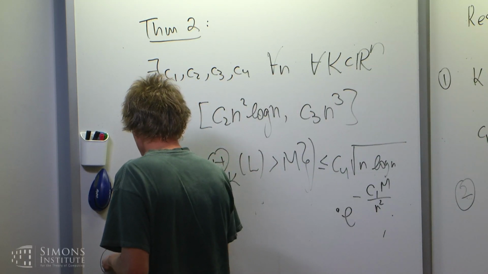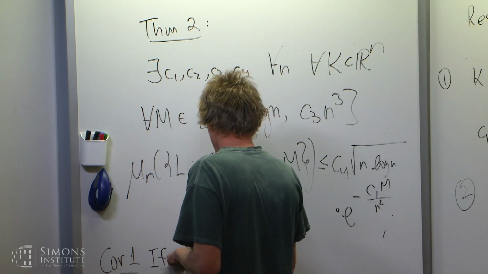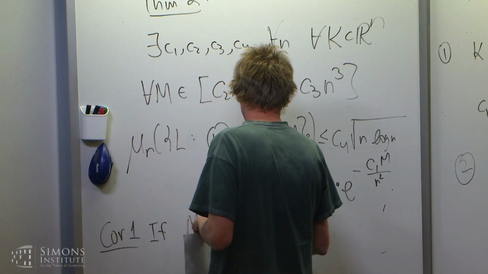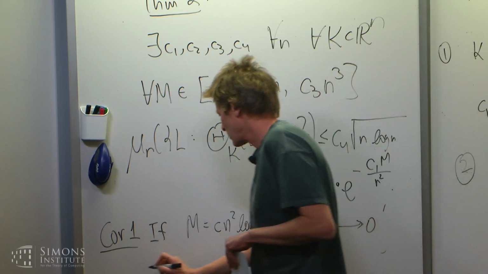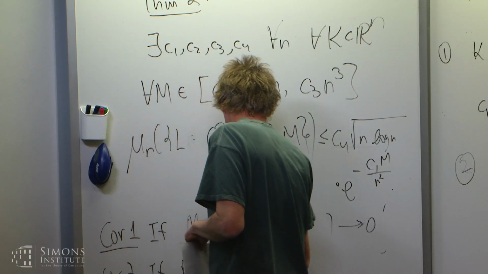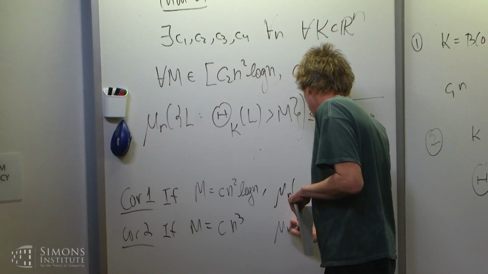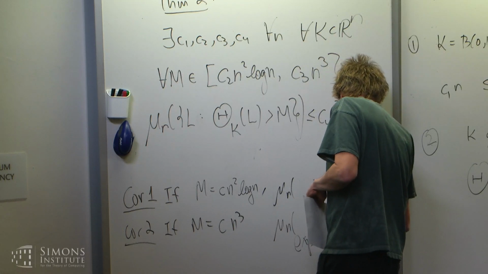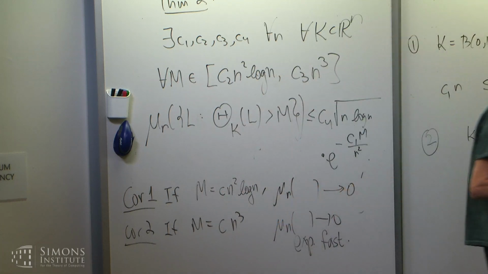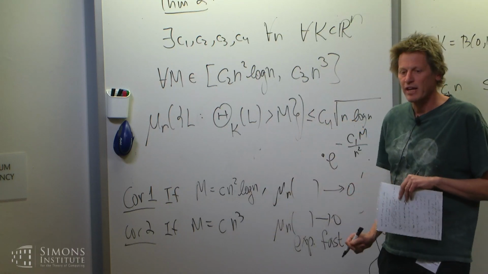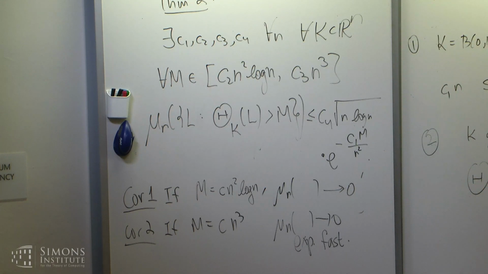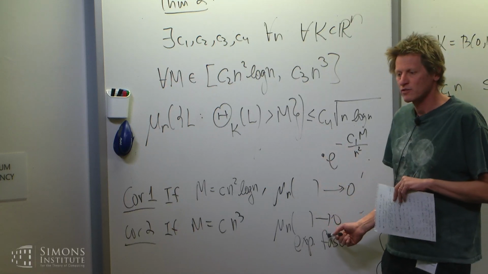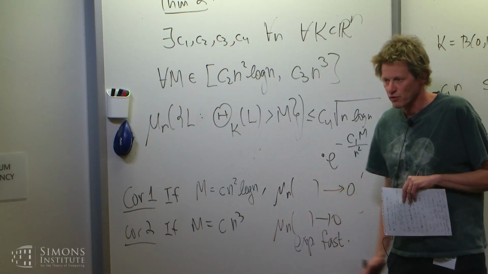So corollary 1, if m equals c times n squared log n, then this expression goes to 0. Corollary 2, if m is c times n cubed, this probability goes to 0 exponentially. So if you're choosing random lattices in high dimension, and you're looking at a convex body, and the convex body has volume approximately n squared, then you have very high probability of hitting a lattice for which this covers. And if you want to be extra sure, you might want this probability to go to 0 exponentially fast, and then you should choose your volume to be on the order of n cubed.